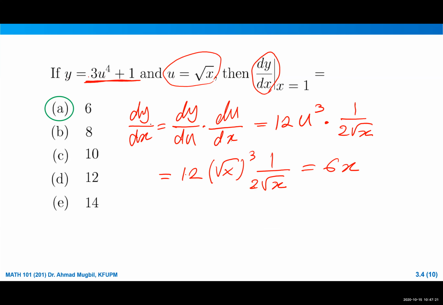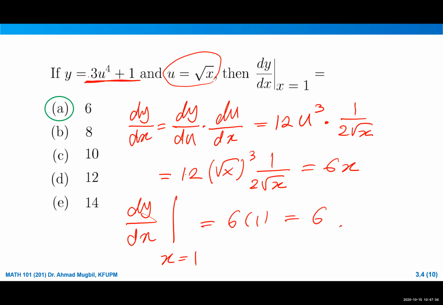Now this is the derivative of y at any x. The question is, what is the derivative evaluated at x equals 1? Substituting x equals 1, it will be 6. The answer is 6.